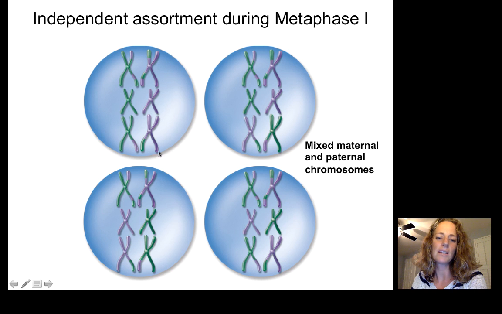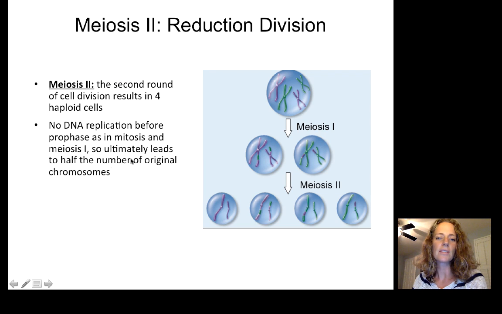Then they will assort independently. So some moms will go to one side, some moms will go to the other side. It doesn't matter now if we have an equal copy of maternal and paternal homologs. Then meiosis 2 is reduction division. So taking these still duplicated chromosomes and separating them such that each cell is now haploid.